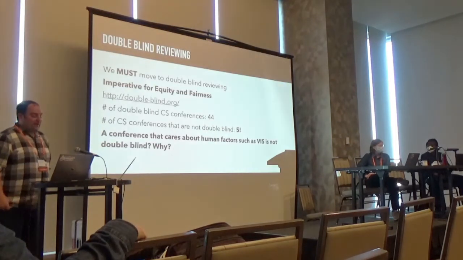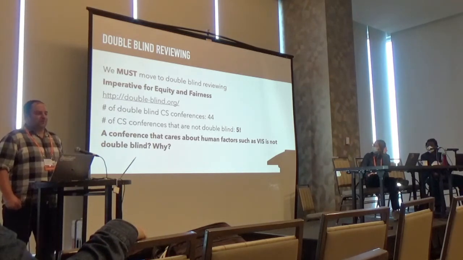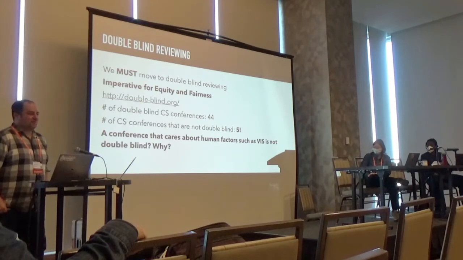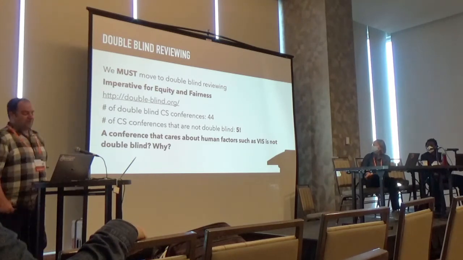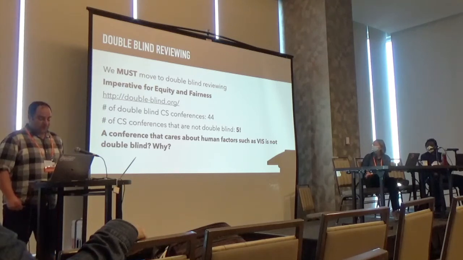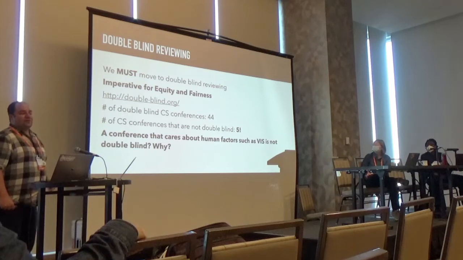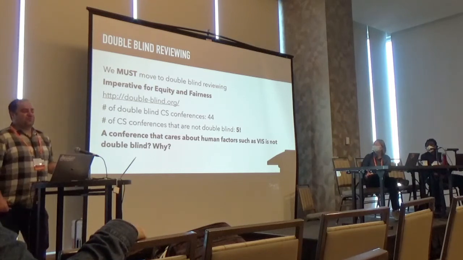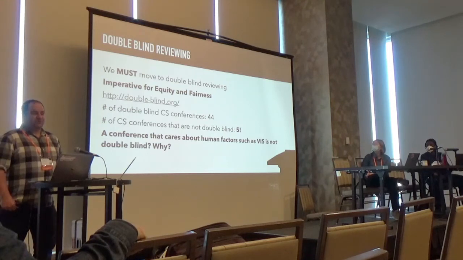The other thing that I am amazed that we're not doing is double-blind reviewing, right? This is the oddest thing ever. We must do double-blind reviewing. It's imperative for equity and for fairness. If you look at doubleblind.org, guess how many CS conferences currently do double-blind reviewing? 44. Guess how many don't?